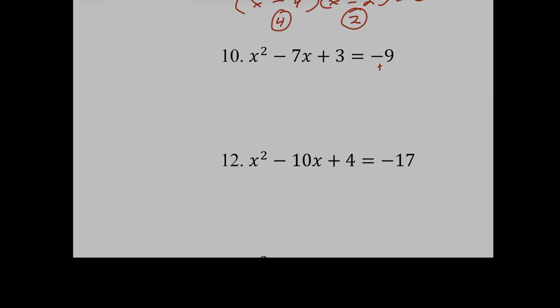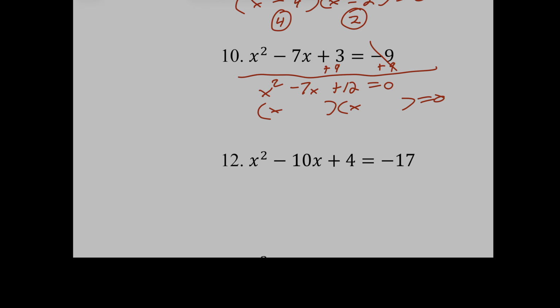Number 10, to make this equal to 0, I need to add 9 to both sides. Boom, die. And I'll get myself x squared minus 7x plus 12 equals 0. Okay, now I can do my little trick. X and x, what multiplies to 12 and adds to 7? 5 and 2, and then both of these will be negative, okay? And that will give me a positive 5, and it'll give me a positive 2 for my answers.